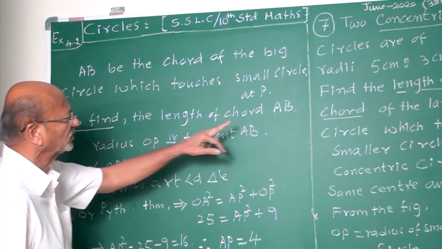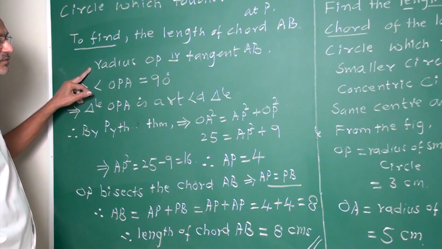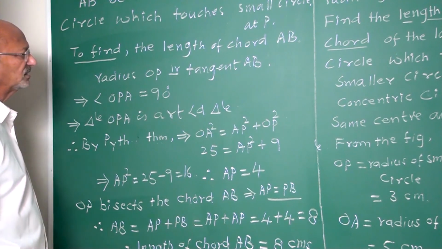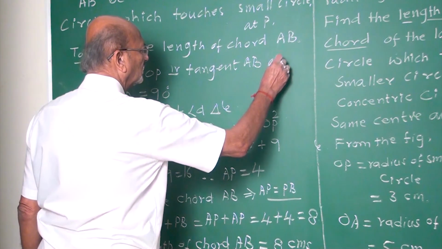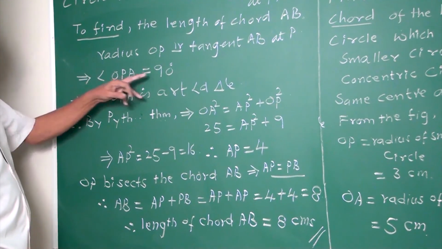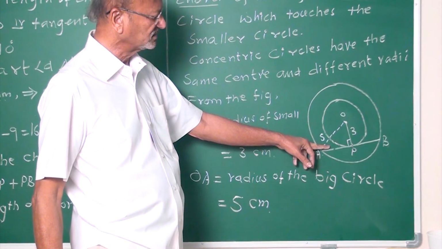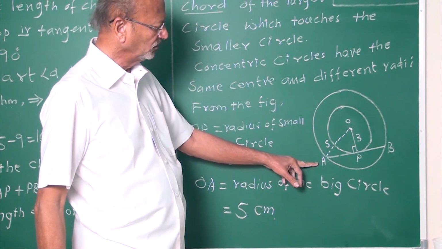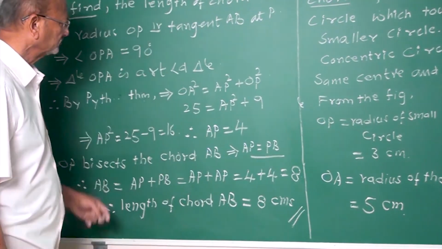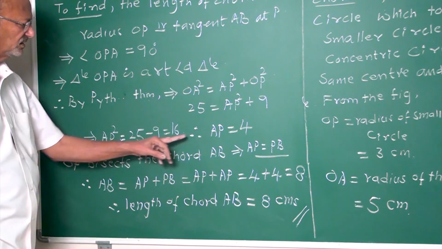Then, to find the length of the chord AB, once again, OP is the radius of the small circle which is perpendicular to the tangent AB at P. Therefore, angle OPA equal to 90 degrees. When this angle is 90, this triangle is a right angled triangle. So, by Pythagoras theorem, OA square equal to AP square plus OP square. Put the values. AP square is 16, AP is 4.